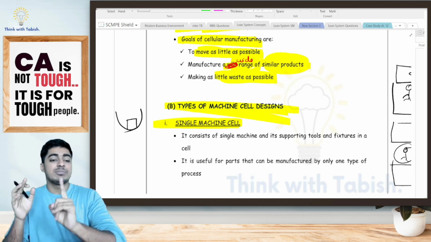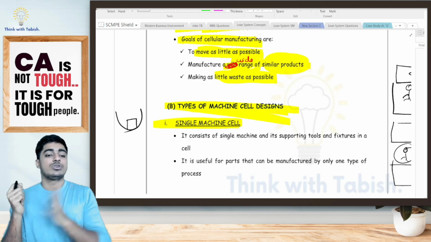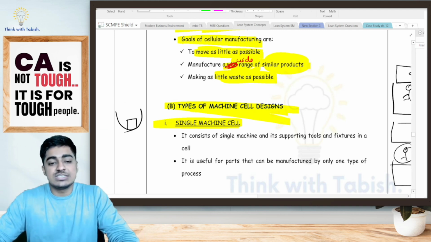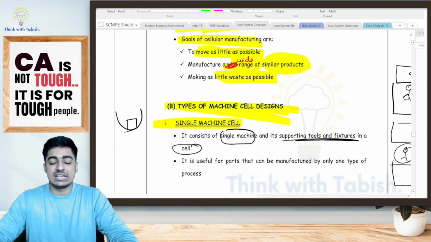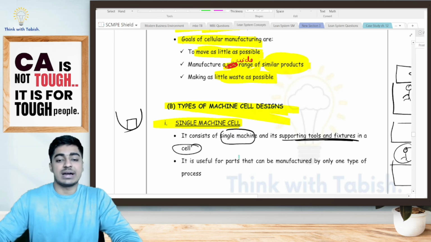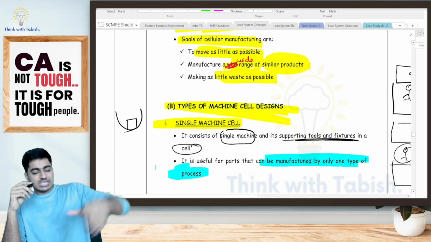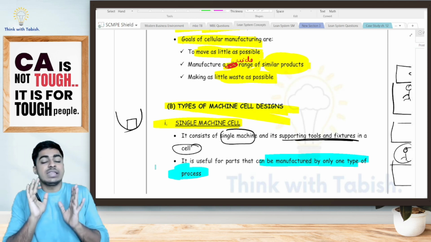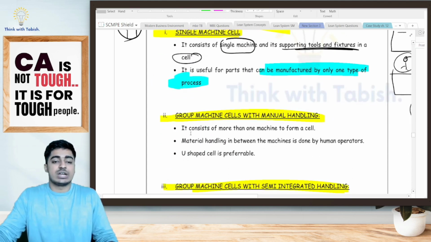So one single machine could form a cell if that single machine is sufficient to produce your output. So it is a single machine cell. It consists of a single machine and its supporting tools and fixtures in a cell. It is useful for parts that can be manufactured by only one type of process. If we have one machine and it is sufficient, our finished goods will be ready, then create that machine in the form of a cell. Is it clear, students? Should we continue?